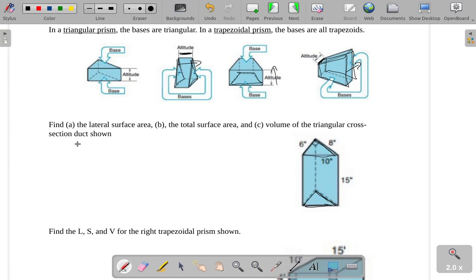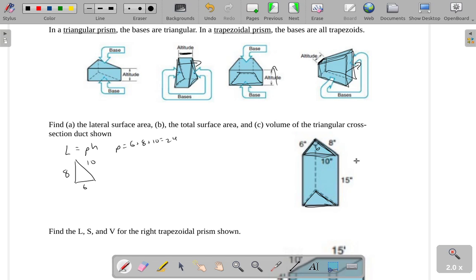So first off, I'm trying to find the lateral surface area. And the formula for the lateral surface area of a right prism is perimeter times height. And the perimeter, since this thing right here is my base, it has distances of 6, 8, 10. Looks like it's a right triangle. And so the perimeter would end up being 6 plus 8 plus 10. I guess it doesn't really matter which order I do this in. 6 plus 8 plus 10, which is 24. So the perimeter is 24.